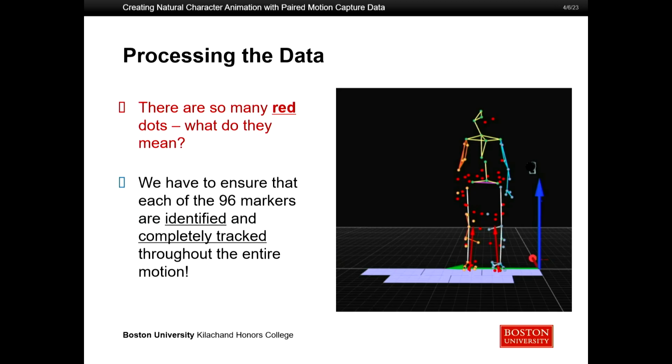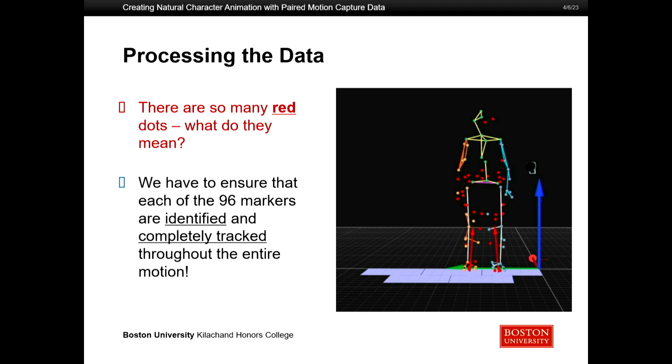And with processing the data, it wasn't so pretty. It was a long process. And looking at this diagram, you can see there's sort of like a humanoid figure, but there are a lot of red dots. What do they mean? Well, with the limbs, with the dots that have been labeled, you'll see that there are some lines that connect them.